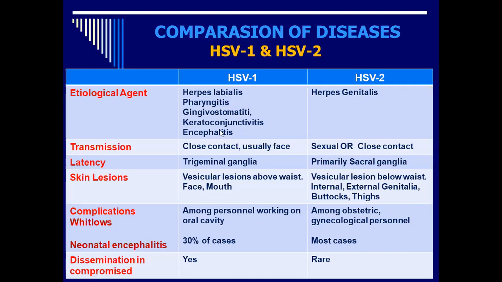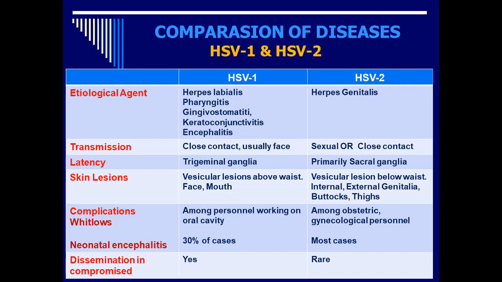The latency in the case of herpes simplex 1 is in the trigeminal ganglia, the sensory trigeminal ganglia, and it makes sense because herpes simplex virus 1 causes infection above the waist, mostly in the face and the oral cavity. So the virus goes latent, remaining quiescent in the trigeminal ganglia, and whenever there is immune system reduction, when our body immunity is compromised because of diseases, medication, or viral infections, reactivation can take place. It may take even years and years to reactivate the virus.